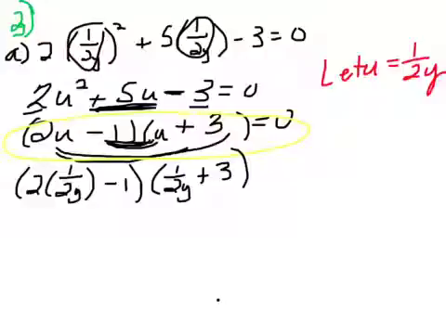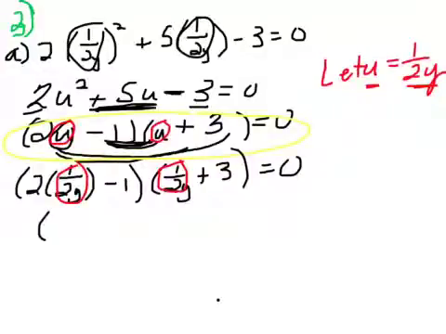So all I'm doing, if you're confused, is taking this u, and since u is equal to 1 over 2y, I'm taking it out and putting the real thing back in. Alright, that looks a little weird, doesn't it? But we know that those two things multiply to give us 0. So let's simplify. 2 times a half would be 1 over y, so this becomes 1 over y minus 1, and over here we have 1 over 2y plus 3 equals 0.